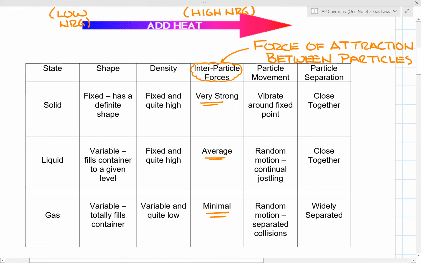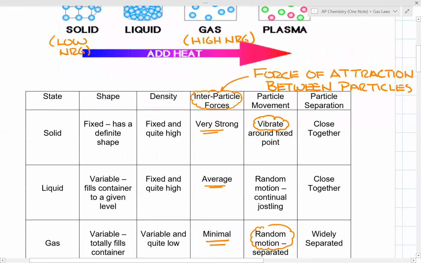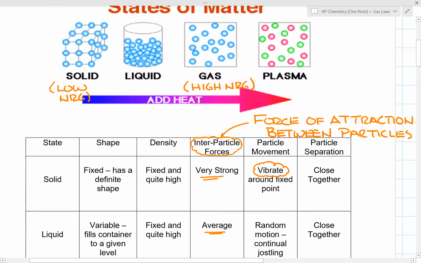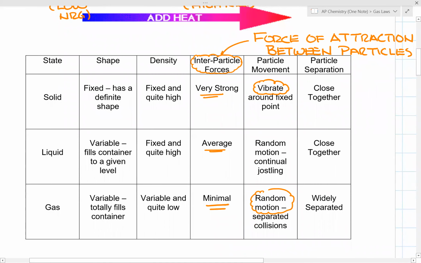That's why you take a look at the particle movement. Notice for a solid, you have a very strong particle force, and the particle movement is generally vibrations. For liquids and gases, notice you have more random motion because the attraction between the particles is a lot smaller. Now, the increase in energy from solid to liquid to gas contributes to the decrease in the interparticle forces.